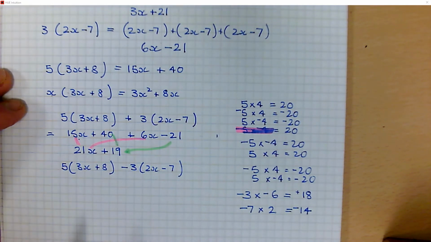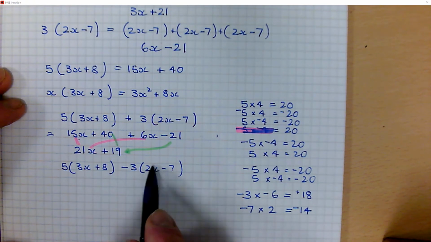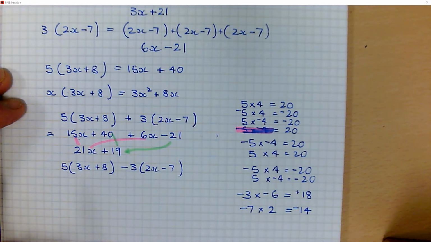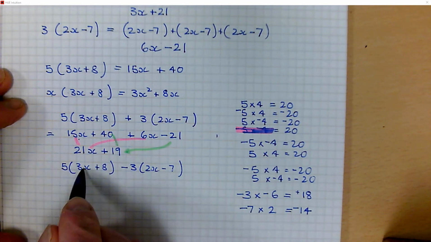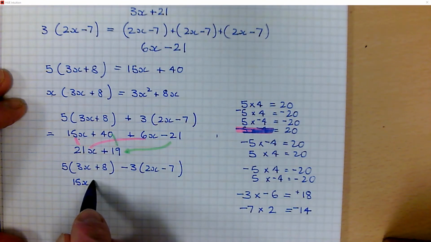Now, the way I like to do it, that works for me, is I'm going to multiply everything inside here not by 3, but by minus 3. And I've just got to be careful with what I do here and getting the signs right. So this bit here, I haven't changed that. So 5 lots of 3x is 15x. And 5 lots of 8 is 40.